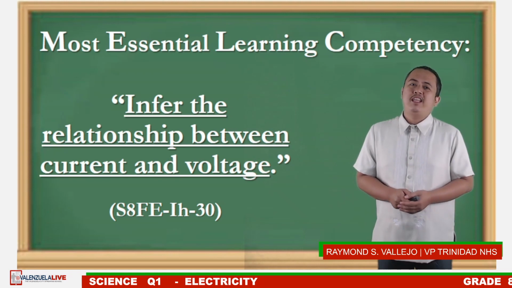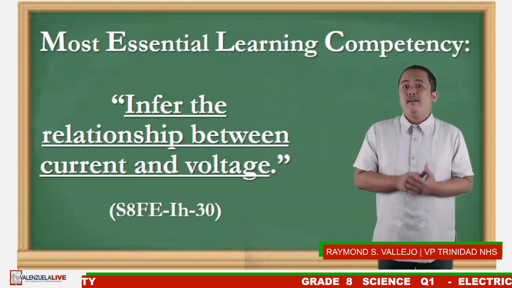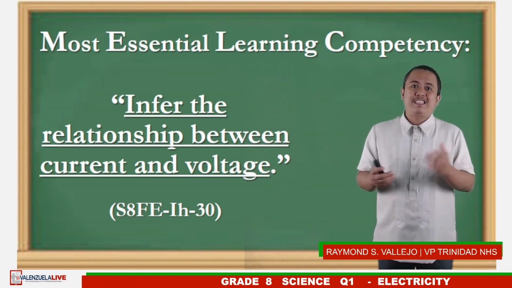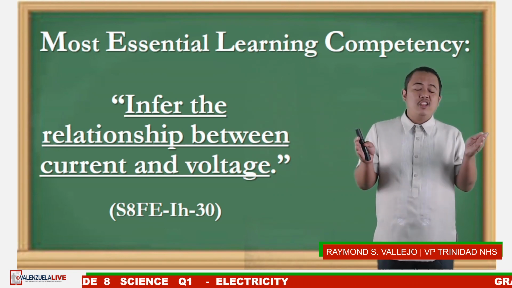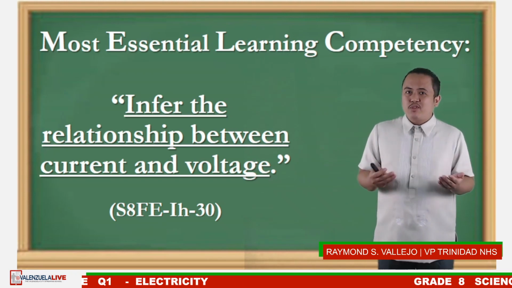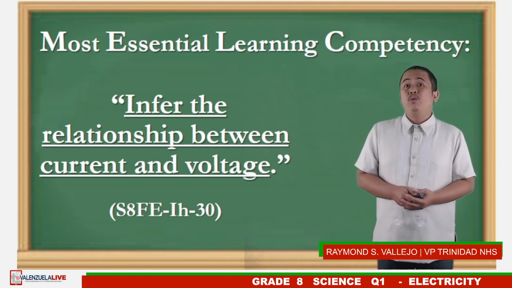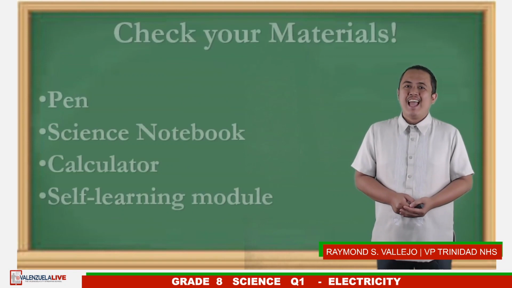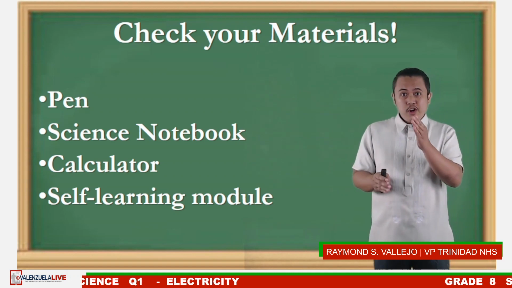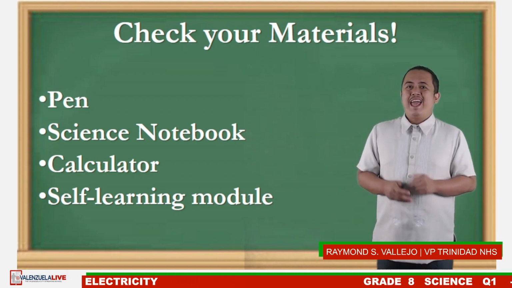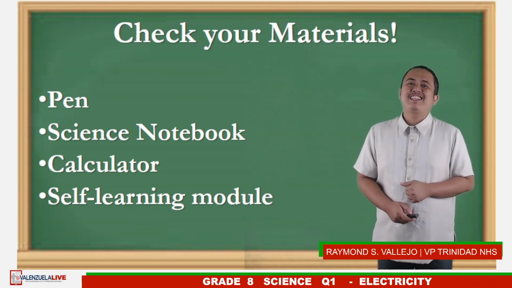For the second session related to electricity, we shall do the following. First, we are going to define voltage, current, and resistance. Second, we shall discuss the relationship between current and voltage and resistance in an electrical circuit. And third, we shall solve word problems related to Ohm's law. Before we start, please prepare the following materials: your pen, your notebook, your calculator, and your learner's module in science. If you are ready, then let's get started.